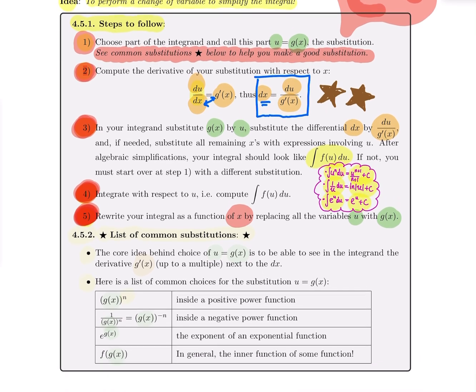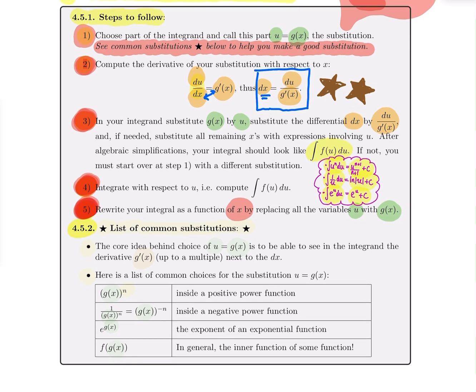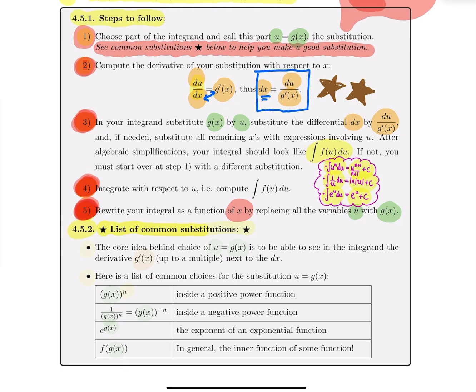All right, now here's a list of common substitutions that will be very efficient for you. In general, whatever you choose for u, it should be a formula such that if you compute g prime, you see the derivative g prime somewhere in your integrand, hanging out near the dx. I will always make that remark. If you don't like that remark, it's fine.